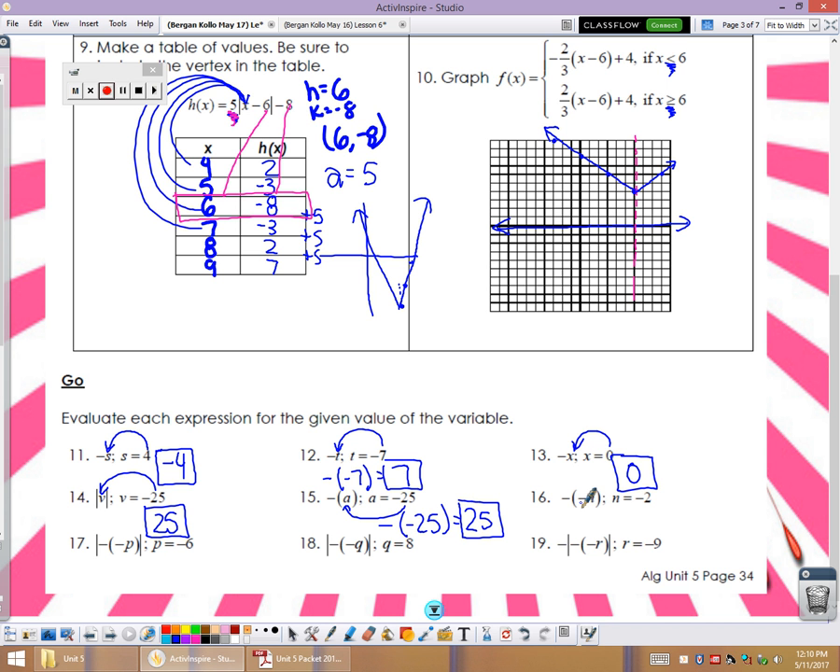Be careful here. There is a negative and another negative, and they want you to plug in -2. All right, this becomes positive. -1 times +2 becomes -2. Be careful with that one. It's 1, 2, 3 negatives. Think of it that way. 1, 2, 3 negatives makes it a negative, an odd number of negatives.